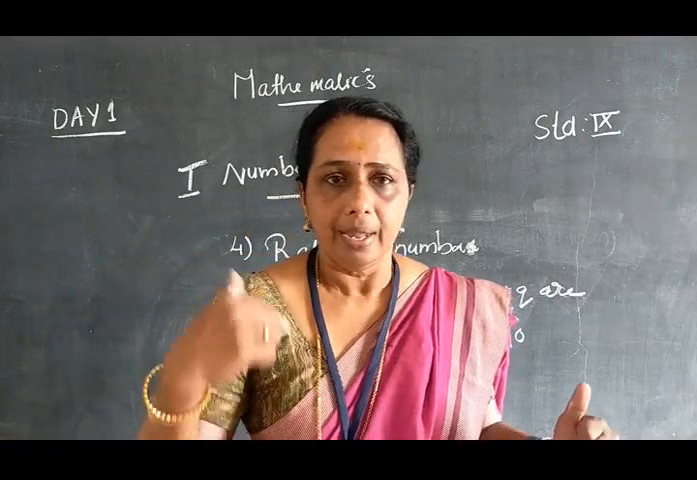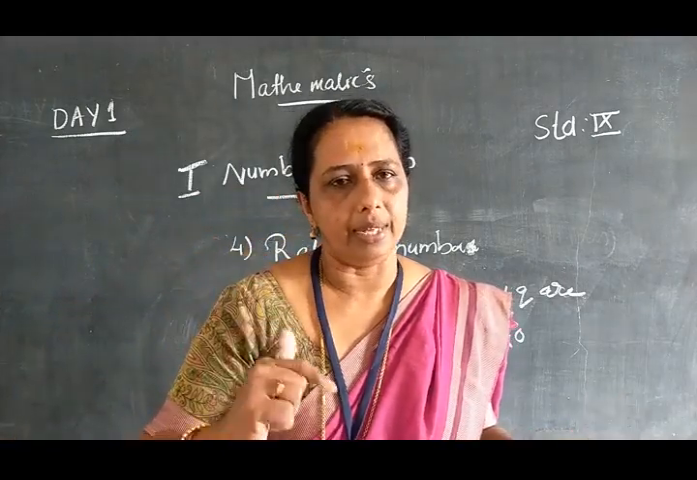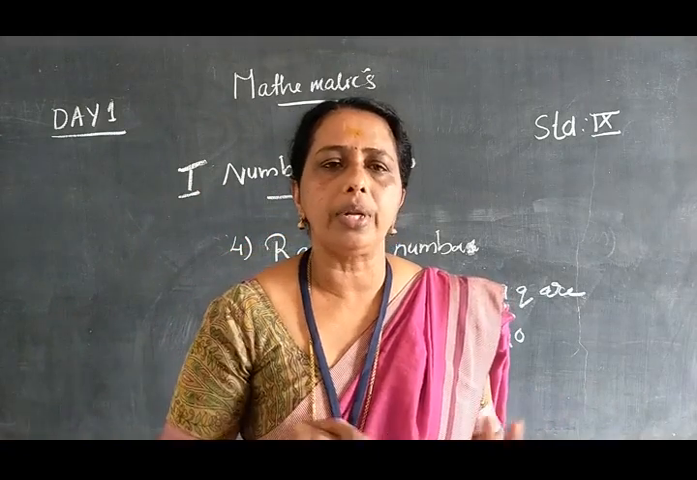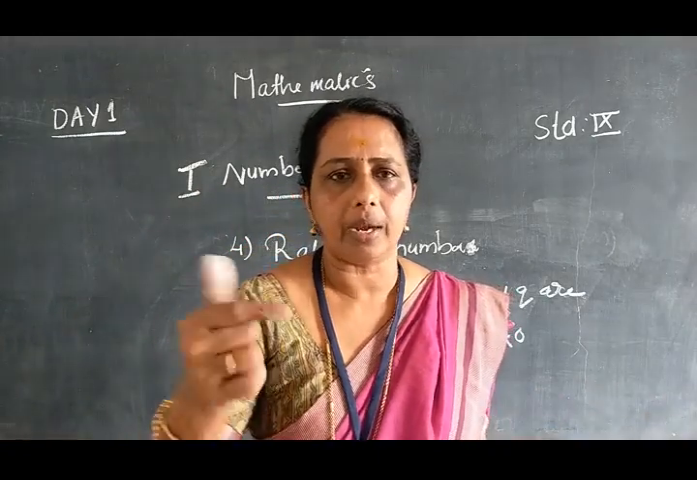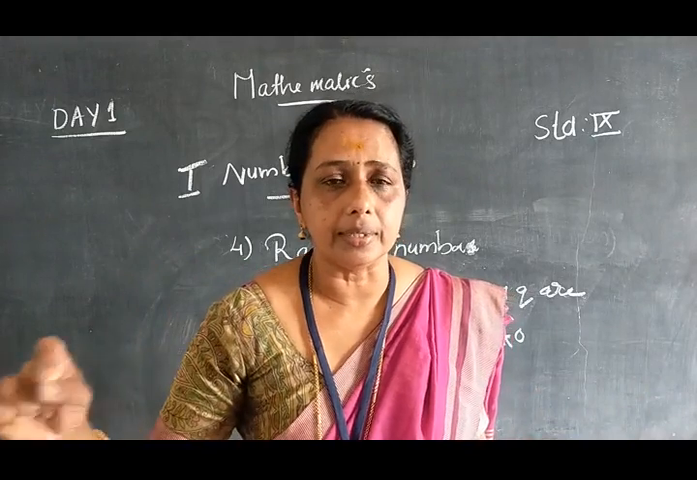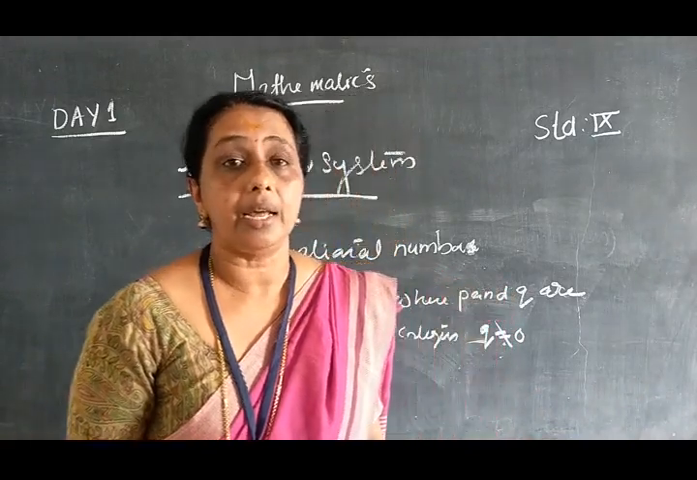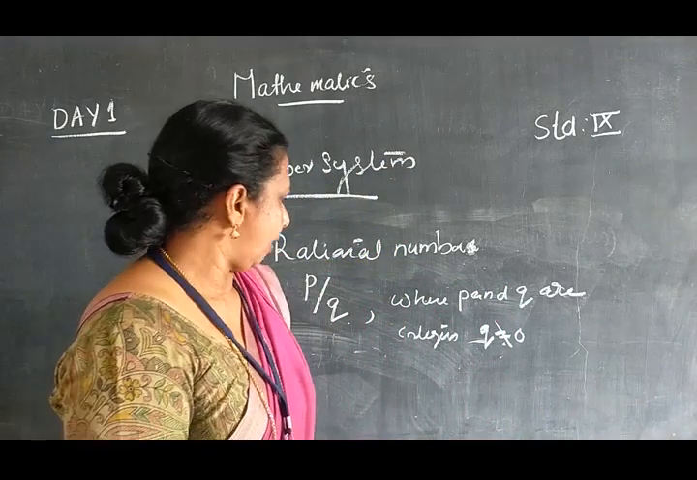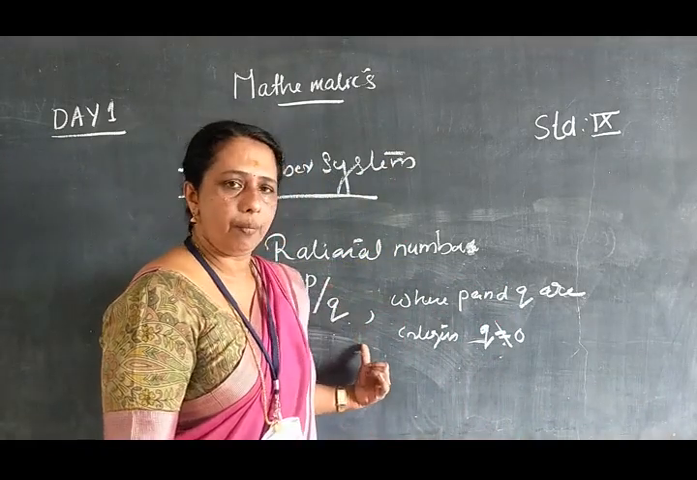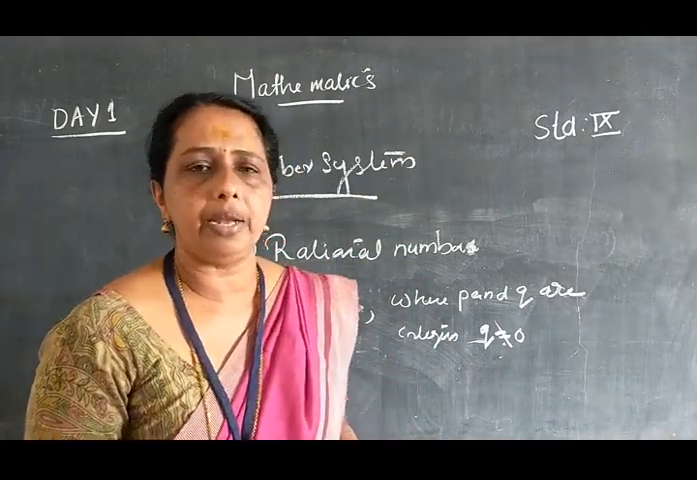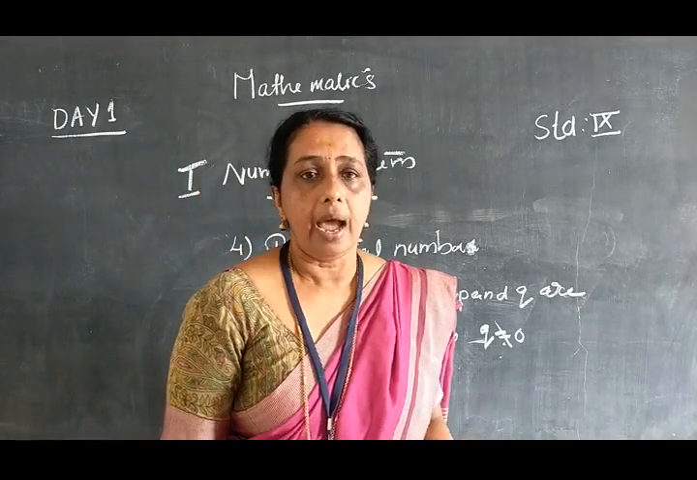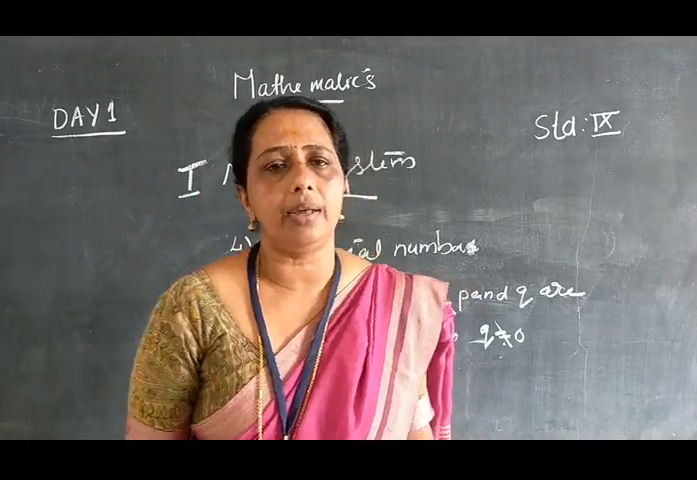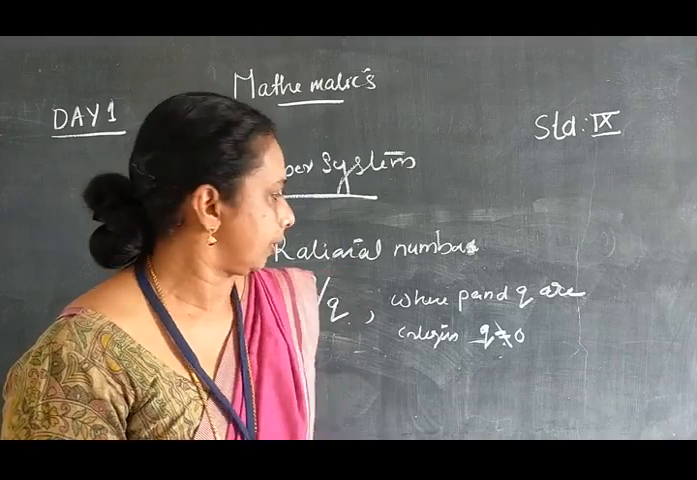A number having a numerator and denominator, where the denominator is not equal to 0, and the numerator and the denominator are integers. That type of numbers are called a rational number. A number which can be written in the form P by Q, where P and Q are integers and Q not equal to 0 is called a rational number.